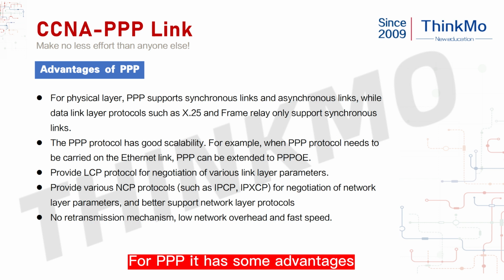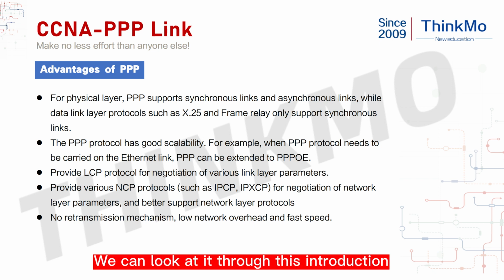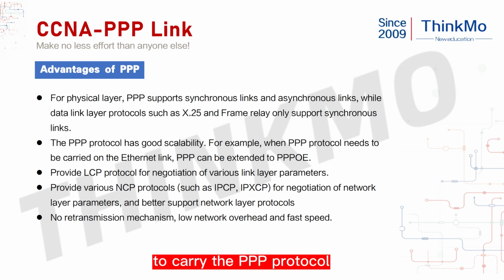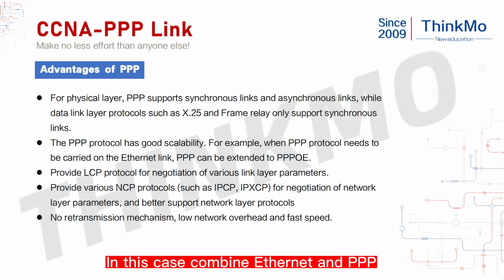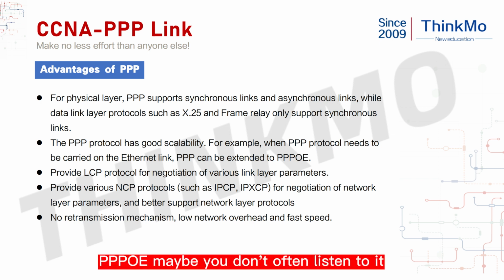PPP has some advantages. So where does it show up? We can look at it through this introduction. The first one is the one we just talked about. The second is that it has good scalability. Scalability is mainly manifested in Ethernet links. What we use today is called Ethernet, which can carry the PPP protocol. Encapsulating PPP over Ethernet forms PPPoE.